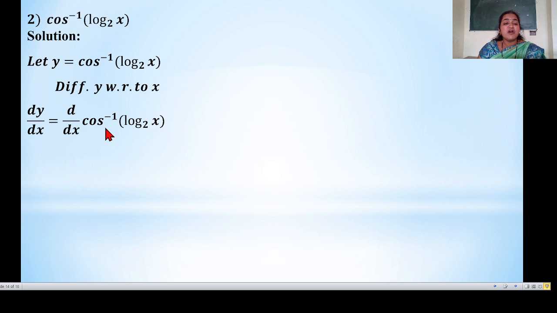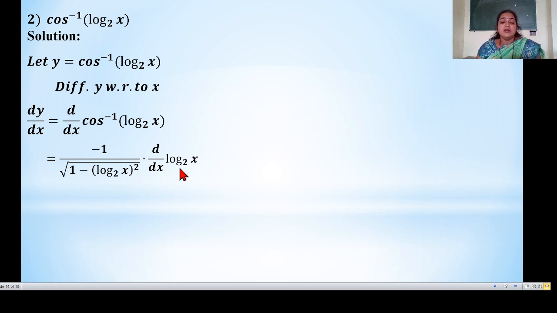So what is the derivative of cos inverse x? Which is minus 1 upon square root of 1 minus x square, but x is replaced by log of x to the base 2. So dy by dx is equal to minus 1 upon square root of 1 minus (log of x to the base 2) whole square, and again find the derivative of this term. So derivative of log x to the base 2. Now here we do not find the derivative of log x directly because here the base is not e.